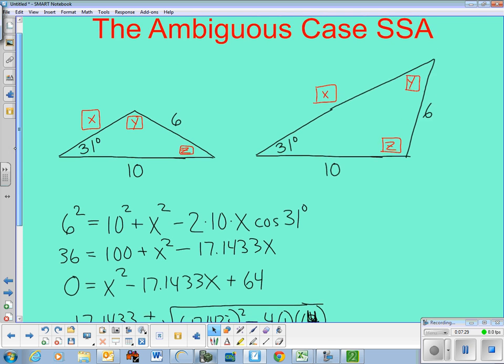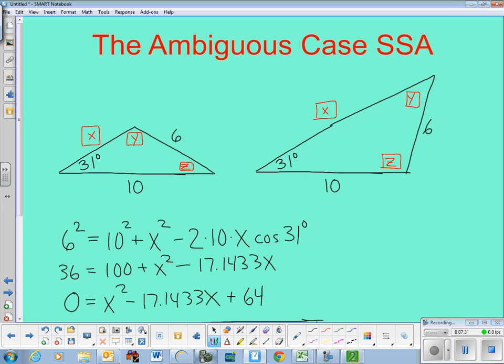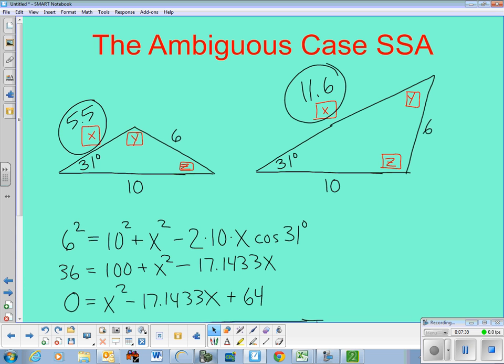Well, look here. How long is x? It could be 11.6 and it could be about 5.5. So what I was saying about the law of cosines telling you which one it's going to be, because I got these two positive numbers, it's telling me, hey, this is the case where there are two possibilities. If all you're going to tell me is 6, 10, and 31 degrees, then there are two different ways it could go.